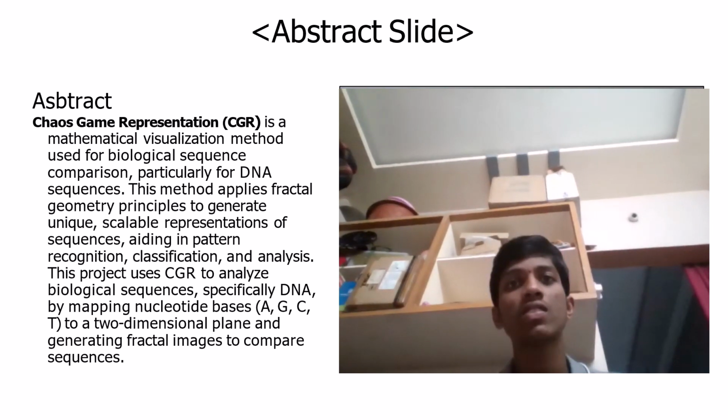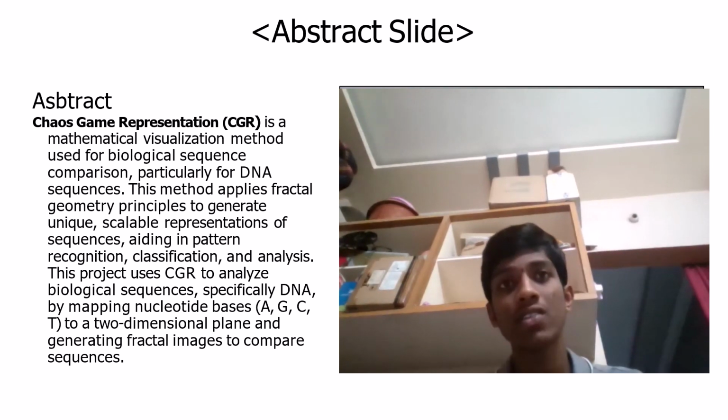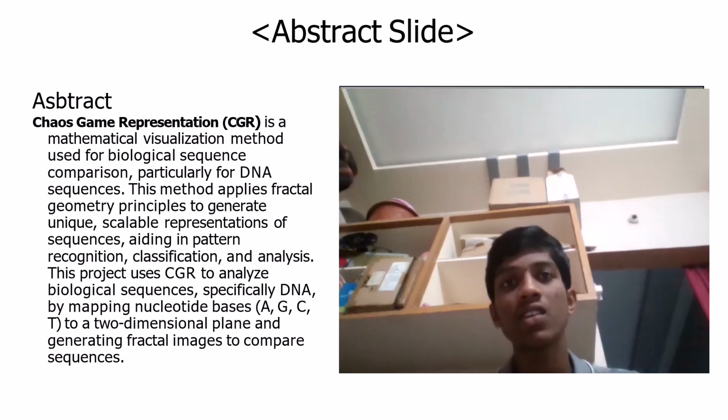Now we discuss the abstract. Chaos Game Representation, or CGR, is a powerful mathematical visualization technique. It allows us to transform complex biological sequences into intricate fractal images, unlike traditional sequence alignment methods that rely heavily on string matching. CGR helps in graphical methods, and in this project, I have used CGR to visualize DNA sequences, mapped the nucleotide bases to corners of a square of A, G, C, T and generated fractal images. These images were analyzed using machine learning, specifically a random forest model, to classify DNA sequences based on features like intensity and shape.